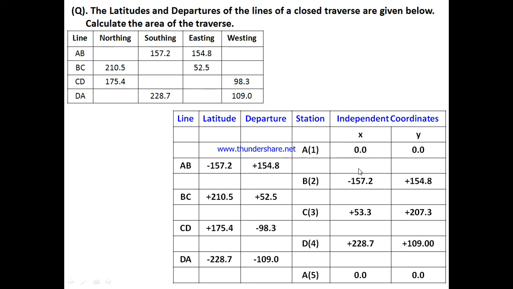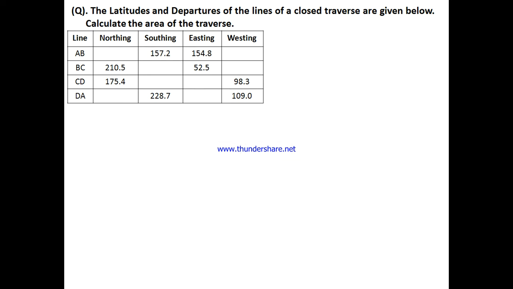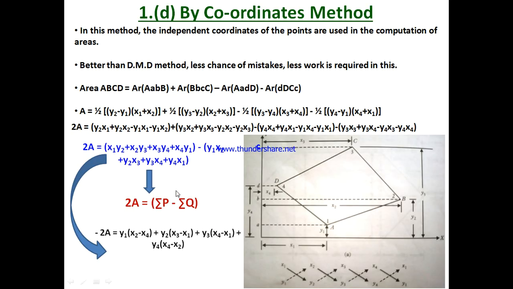Now the third thing we need to do is to determine the area. For area, as we have already learned in the previous slide, twice the area will be equal to summation of P minus summation of Q. And now we have all four coordinates in the x direction, that is x1, x2, x3, x4 values, and we have all the y coordinates, y1, y2, y3 and y4 values. So we will determine summation P and summation Q separately, and then we will determine the area.